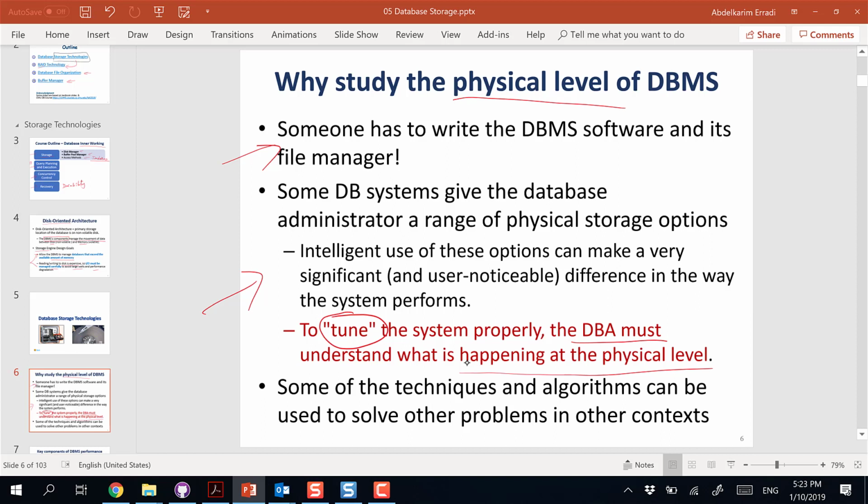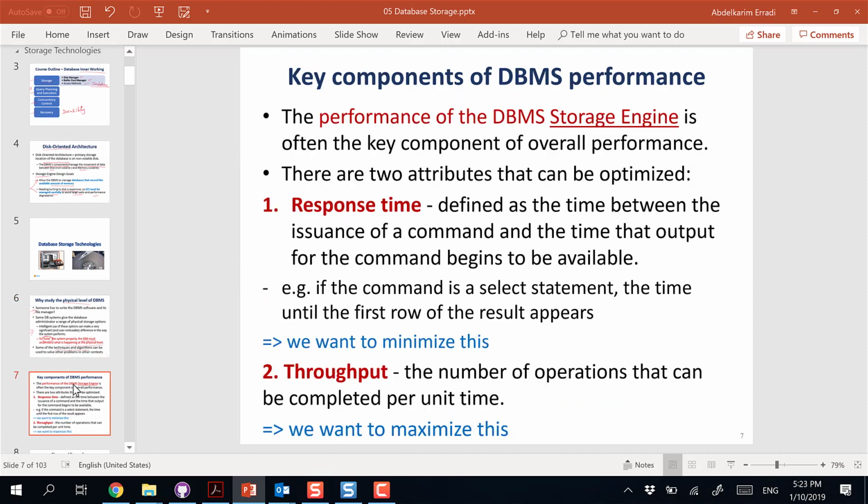But database administrators, who are responsible for keeping the database running at the optimal speed possible, need to configure it in a proper way so the database behaves in the best possible way. And for them to do so, they need to have a good understanding of the physical level. Finally, some of the techniques and algorithms used in the database world can be applied in other scenarios, in other contexts. Okay, so this is the motivation for doing it.